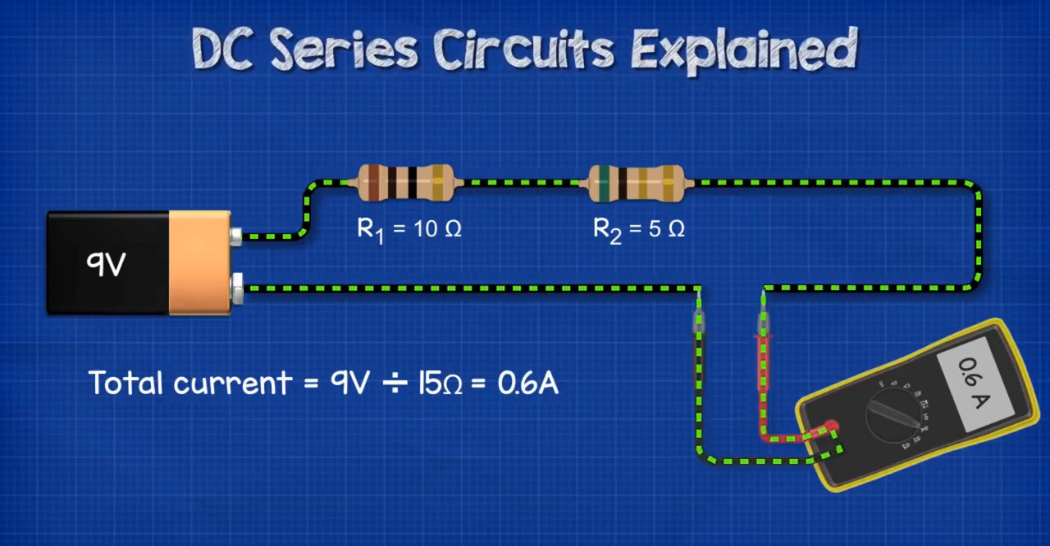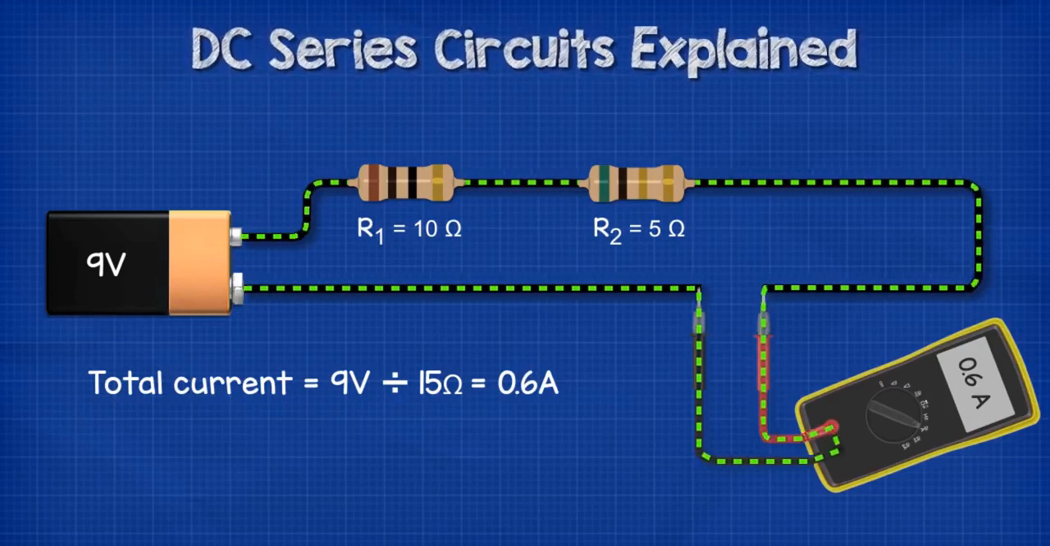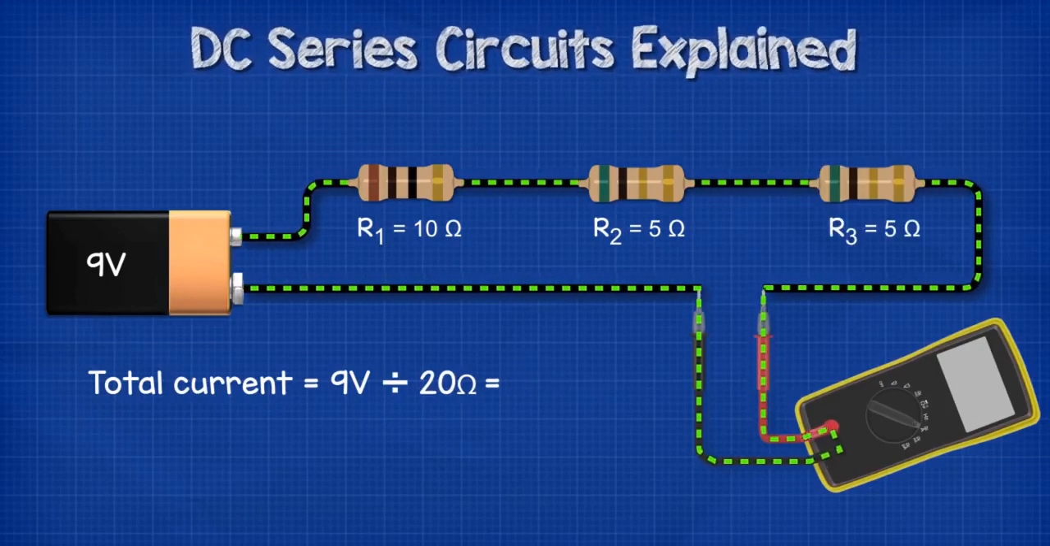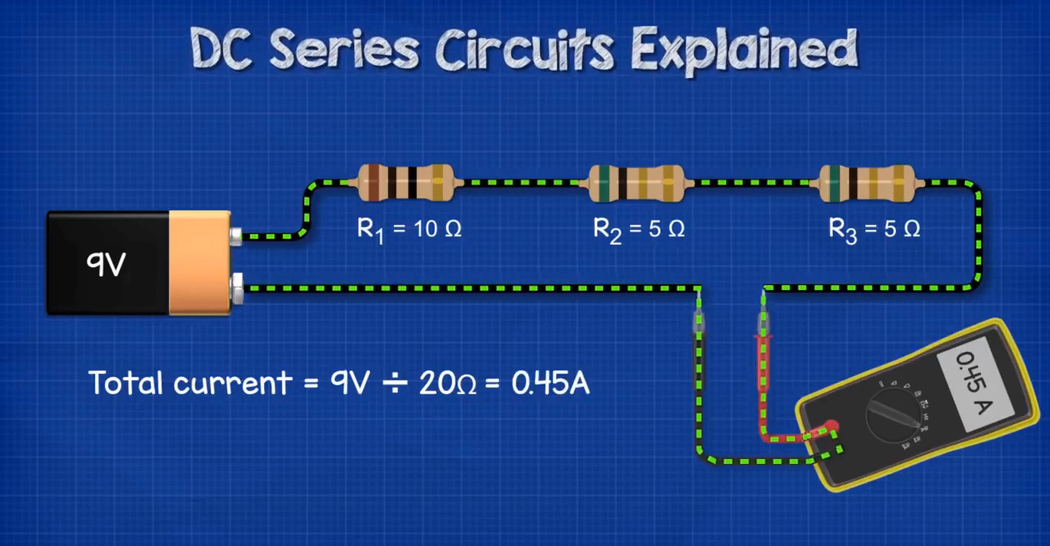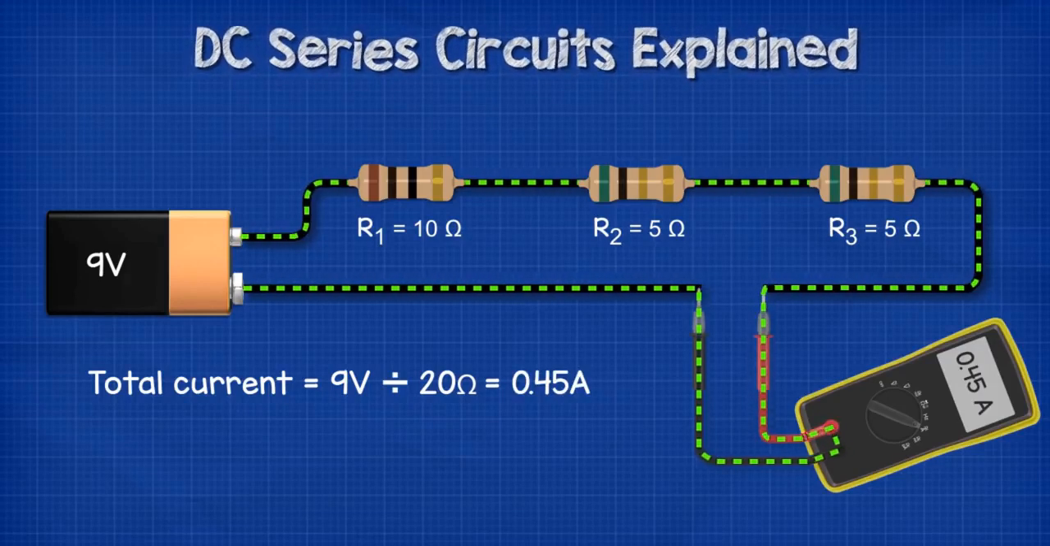So 9 volts divided by 15 ohms equals 0.6 amps. And if we added another 5 ohm resistor, that gives us 20 ohms of resistance. So 9 volts divided by 20 ohms equals 0.45 amps.